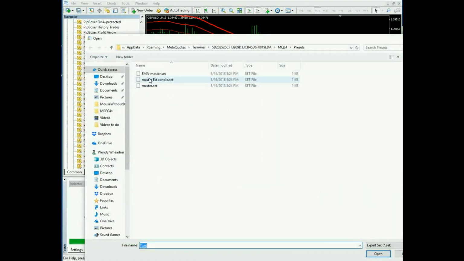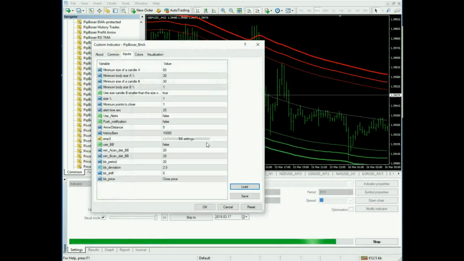I think it's this one, master. So its size is 1. It means almost a doji. A minimum candle is 6 pips. Minimum body size is 30. It's the main candle. I mean, if you don't know what I'm talking about, go into the BINA indicator and have a look. So this is false. I just simply want to see the situation where the candle is going to close inside the wick.